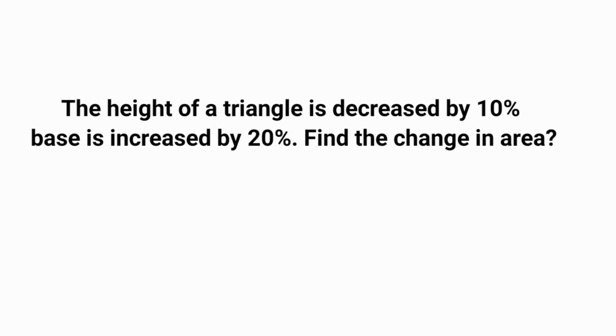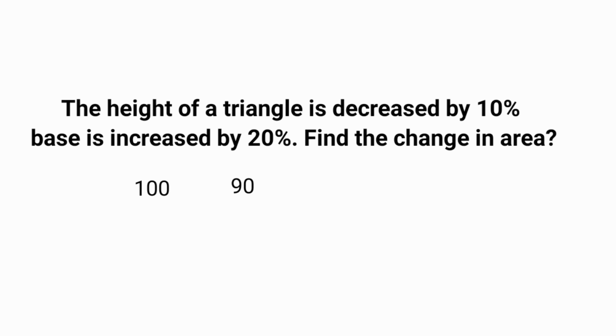If this is the type of question that is being asked, that is, if the height or the base is increased or decreased by some percentage, what you have to do is always take the original value as 100. Here we are taking the original value as 100 and it is said that the height of a triangle is decreased by 10%. So 10% of 100 is 100 into 10 by 100, 10. Since the height has decreased, we have to reduce 10 from 100. So 100 minus 10, it will be 90.